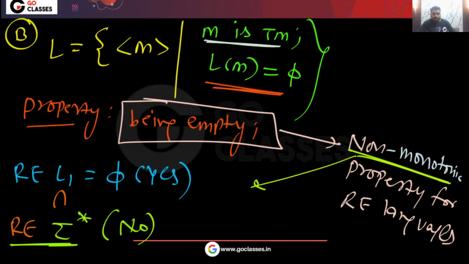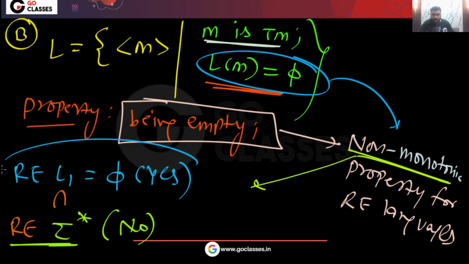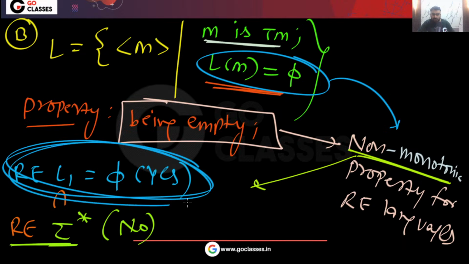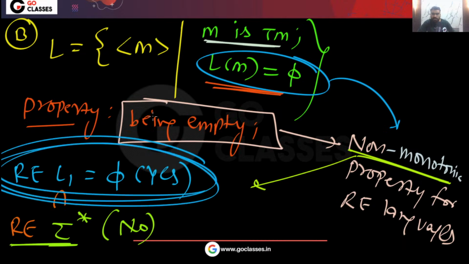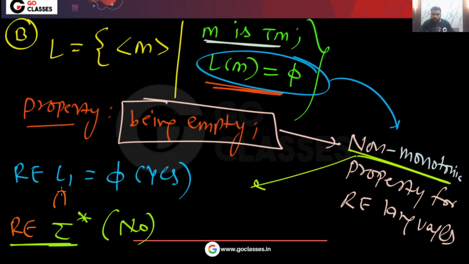Why? Look at this property. This is non-monotonic because I can give you an RE language, a recursively enumerable language, which will satisfy this property. And I can give you a superset of this RE language which will not satisfy this property. So that is the reason this is a non-monotonic property. Yes or no? And because this is a non-monotonic property, I can say this L becomes not RE. Okay, very simple.